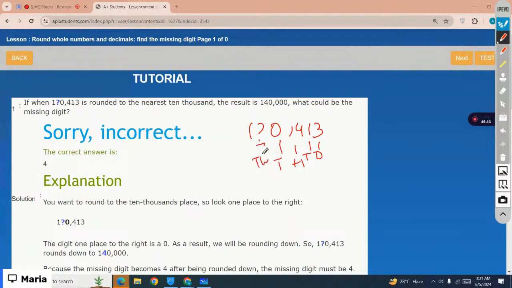Then you have 100,000s. You have to round to the nearest 10,000, and you need to find the missing number. But here you are given 140,000. If you see in 140,000, the digit at the 10,000s position is 4, right? So that means the missing digit must be 4. The correct option is 4.